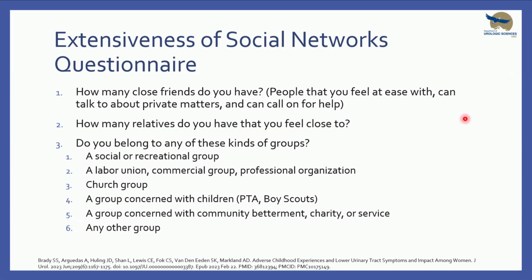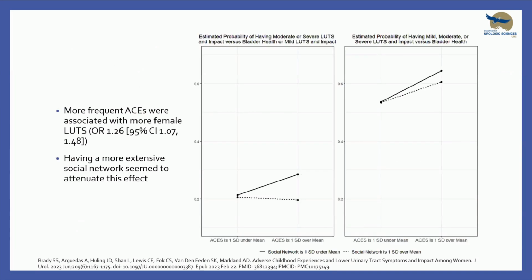How many relatives do you have that you feel close to? And do you belong to any of these kinds of groups? And they had social and recreational groups, labor unions, commercial groups, professional organizations, church groups, PTA, Boy Scouts, charity groups, or any other groups. They really tried to cast the net wide here. And what they saw is that more frequent adverse childhood events were associated with more female lower urinary tract symptoms.